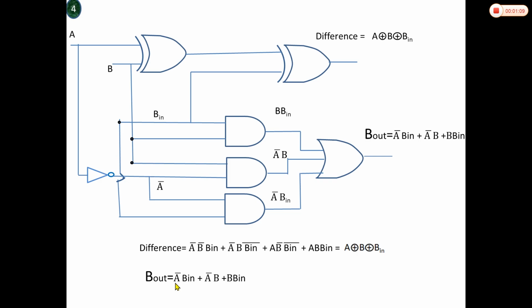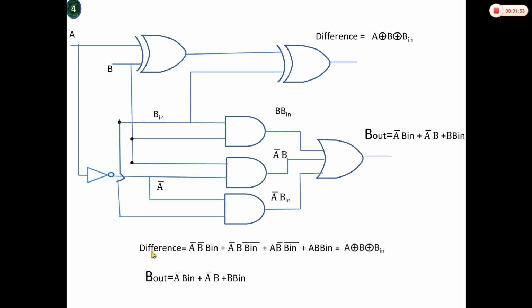For the borrow out, A bar B in, we take the inverter to get the A bar. Then B in plus A bar B. Here it is the A bar and it is the B. The output of this AND gate is A bar B, and it is connected to the OR gate. Then we get the B out equal to A bar B in plus A bar B plus B in. That is the logic diagram for the full subtractor.